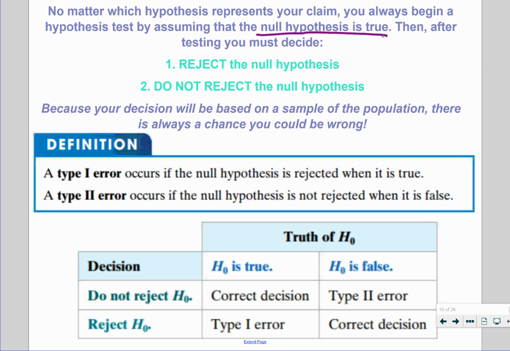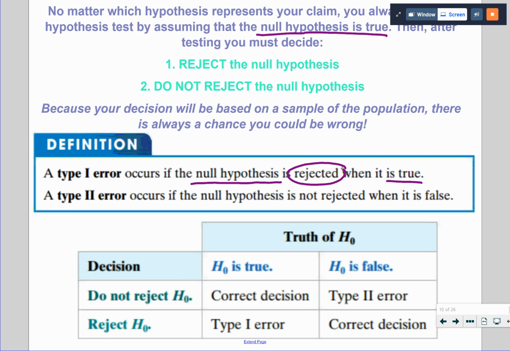So a type 1 error is if the null hypothesis, which we are assuming to be true, actually is true, but we reject it. Okay, so something that is true in real life, actually happening, but we reject it. We have information from our sample that tells us it's not actually true. You should reject whatever that claim is. Type 2 error is if the null hypothesis is actually false in real life, but you do not reject it. So you are essentially accepting something that is not true.